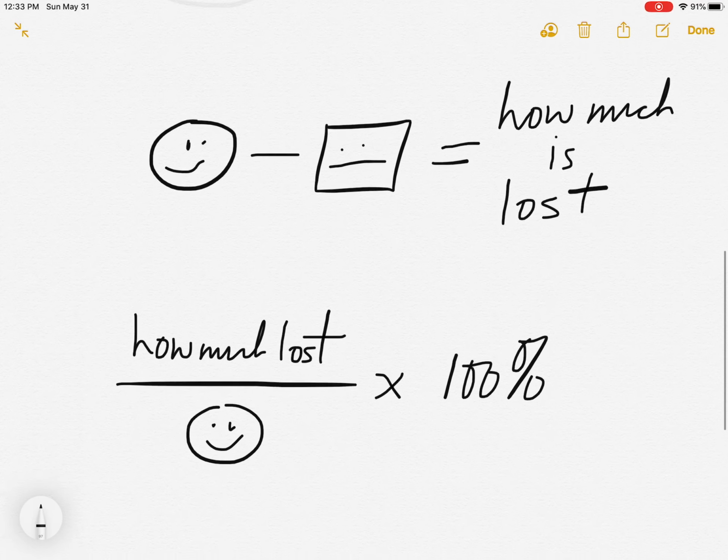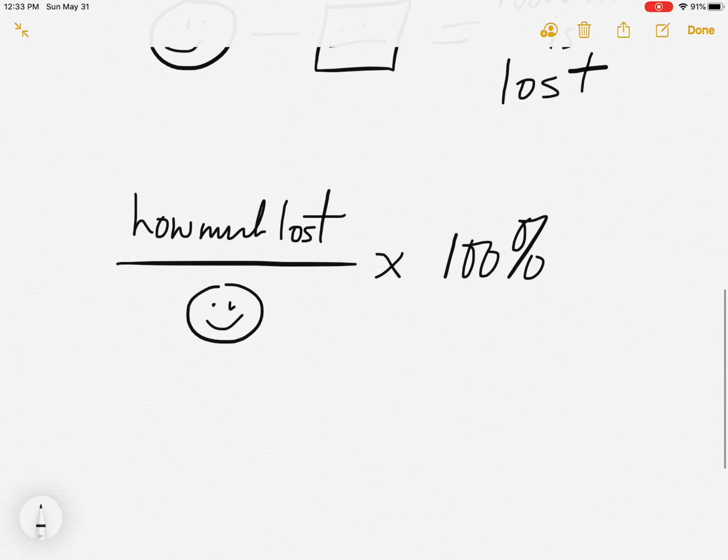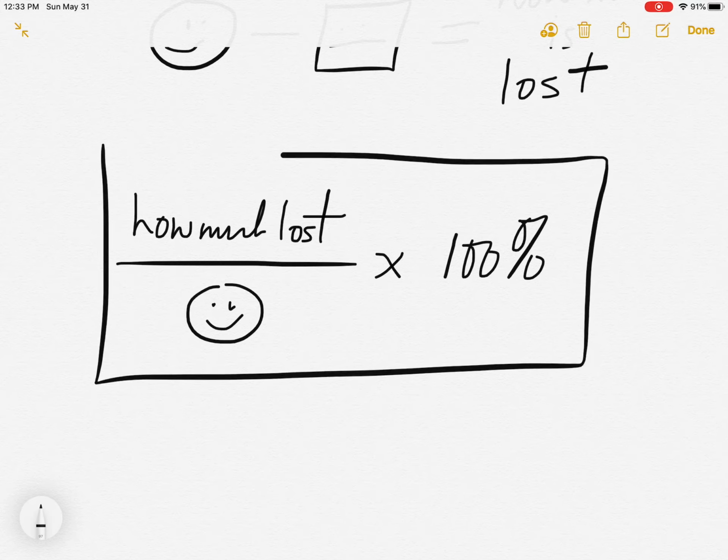So by figuring each one out, we can subtract them to figure out how much is lost. And then we can do this little percent to figure out what the percent reduction should be. And it should work out to about 9%.